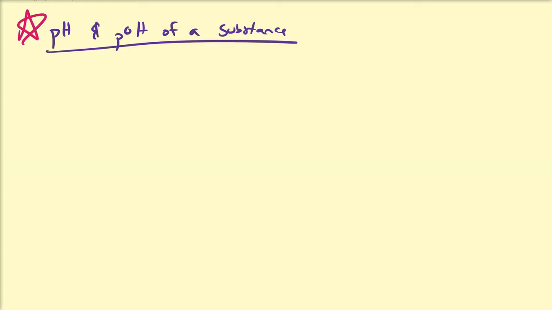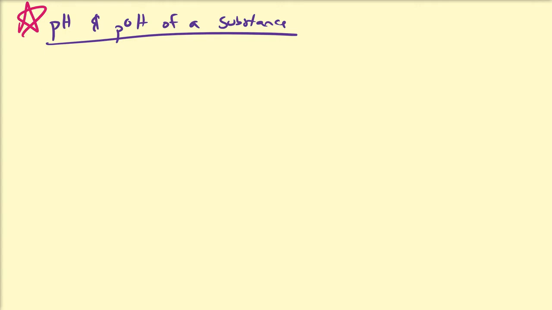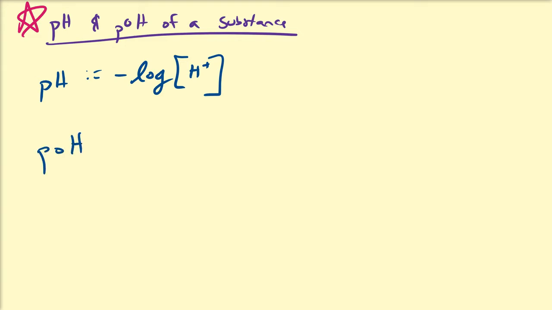Hello there. In this video we're going to look into a particular application of logarithmic functions, in particular the pH and the pOH of a particular substance. As you may or may not already know, the pH is defined to be equal to the negative logarithm base 10 of the concentration of hydronium in a particular substance, and the pOH of a particular substance is defined to be equal to the negative logarithm, base 10, of hydroxide in that particular substance.